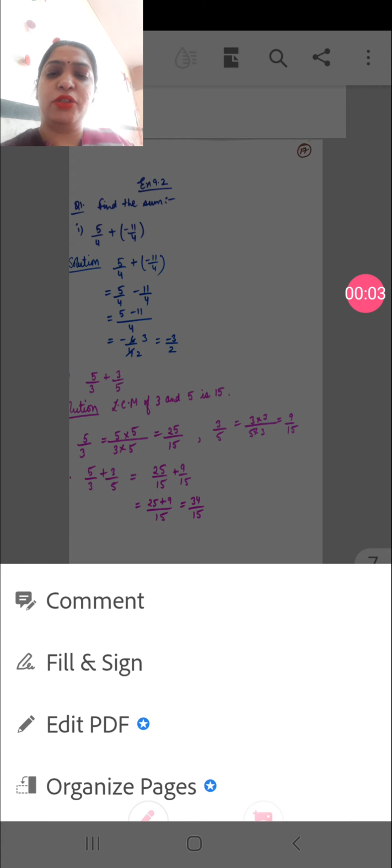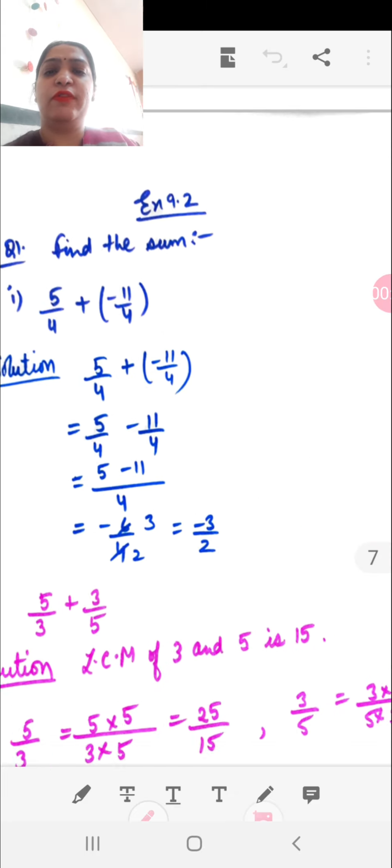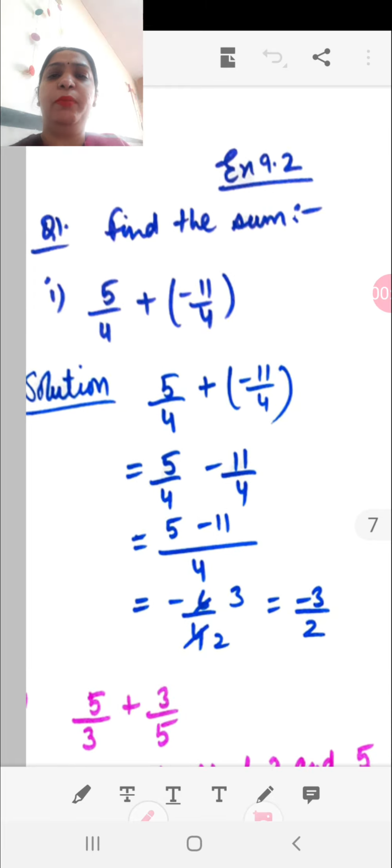Good morning class. Today we will start exercise 9.2. In this exercise 9.2, the first question is to find the sum 5 upon 4 plus minus 11 upon 4.